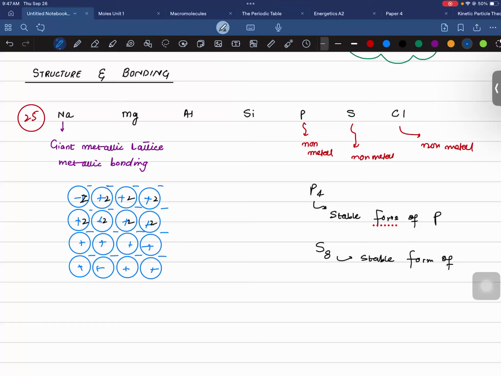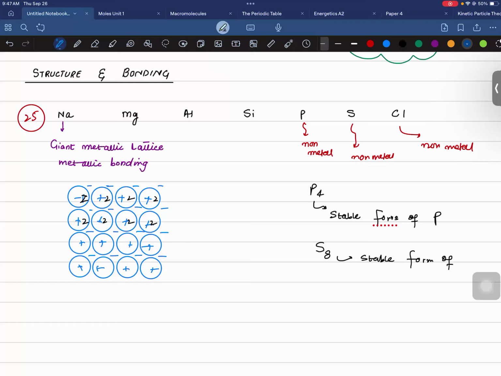Rather than this, all elements exist in the single state, like sodium, magnesium, aluminum, silicon. Phosphorus is going to exist in the form of P4. Always the four atoms of phosphorus exist, because this is the stable form of phosphorus, and the same goes for sulfur. So can you tell me the type of bonding?